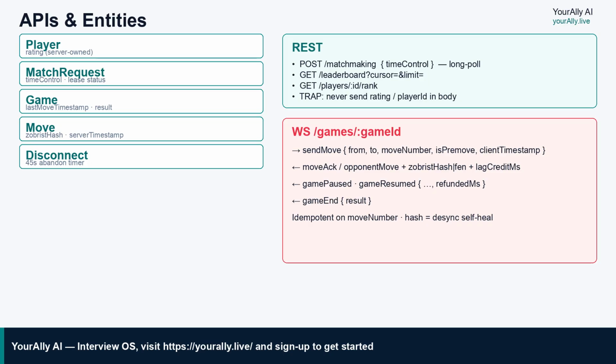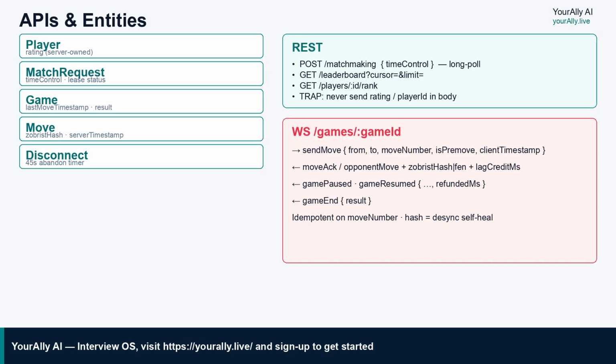One more pass on the trap. If the interviewer asks why rating is not in the body, say cheat surface. Easier opponents on demand. Server owned rating is a fairness control, not pedantry. Think about what the client is allowed to know. The client may propose from and to squares. The client may stage a pre-move. The client may not declare how much time they have left. The client may not declare their rating for matchmaking. The client may not pick which game server they prefer beyond connecting to the URL we issued. That permission boundary is the API design.